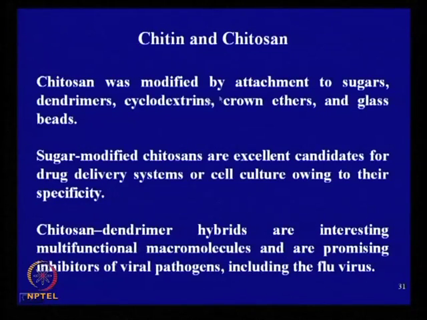Now, there are some modifications on this chitin and chitosan with sugars, dendrimers, cyclodextrins, crown ethers and glass beads, and those find some suitable applications. So, these are all chitosan related developments and devices which can be used for various biomedical purposes.